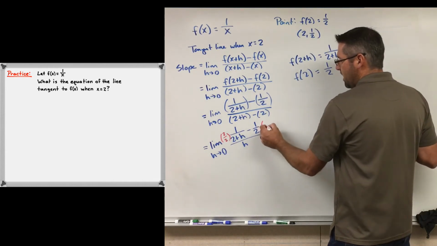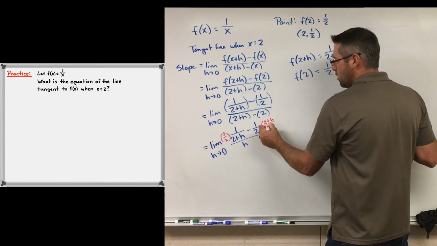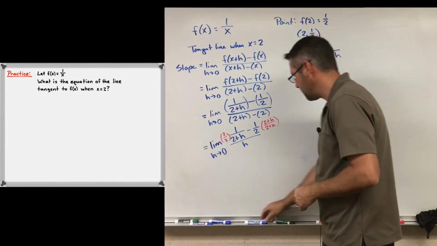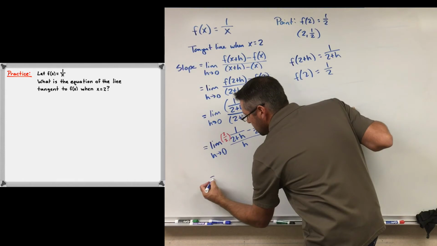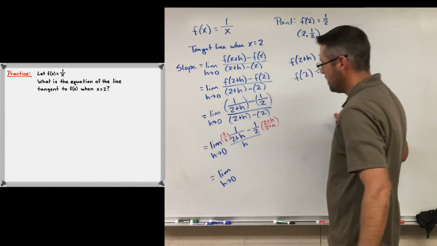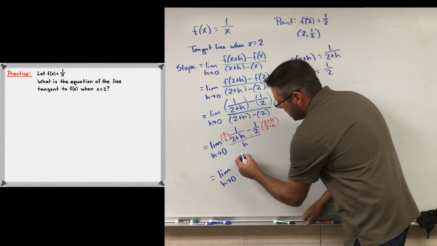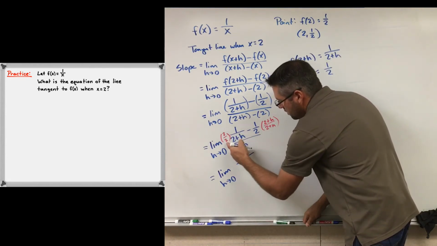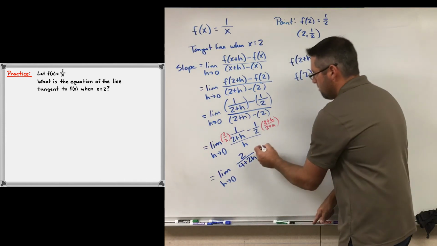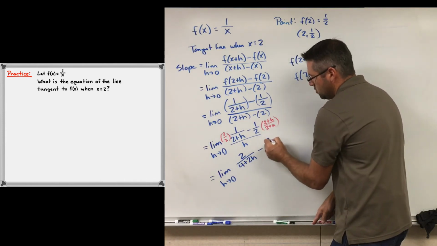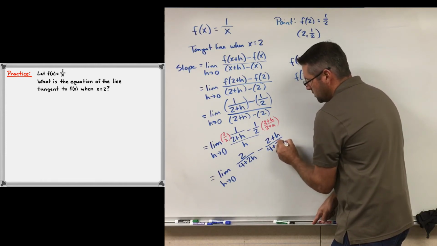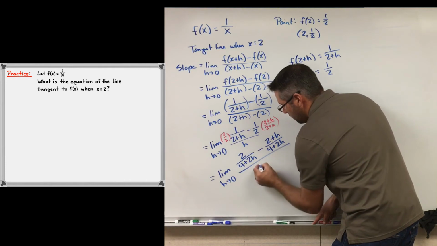And then the second one I'd have to multiply by 2 plus h over 2 plus h. That will give me a common denominator. And so let's go ahead and simplify this. This is going to be the limit as h approaches 0. And then if I multiply that by 2 over 2, I end up with 2 over, and I'll distribute the 2 in there, 4 plus 2h, minus, multiplying this, we get 2 plus h, over, distribute there, 4 plus 2h, and then that would all be over h.